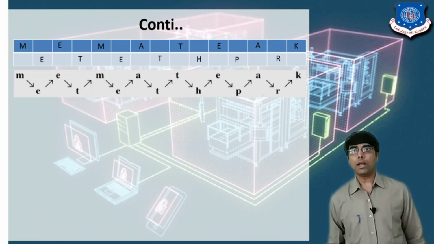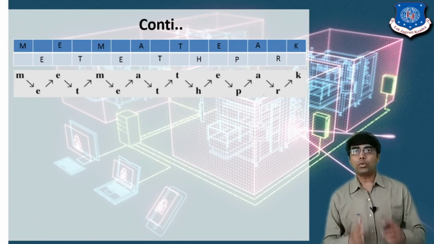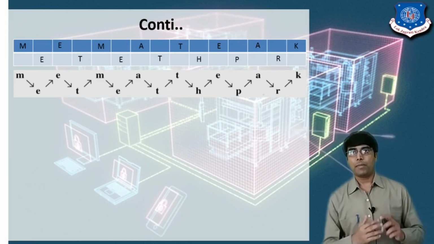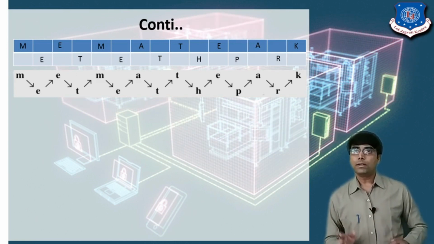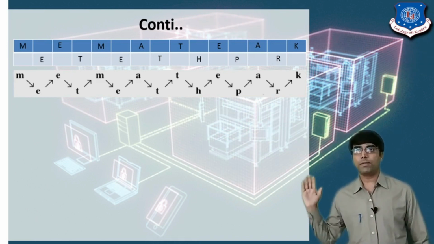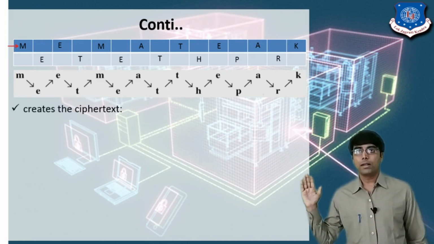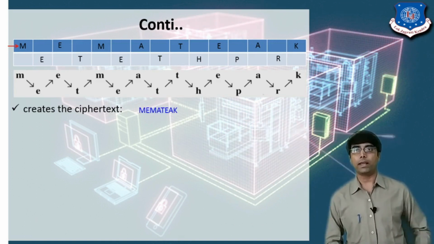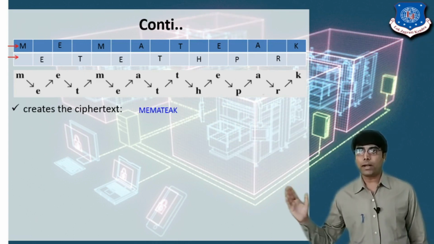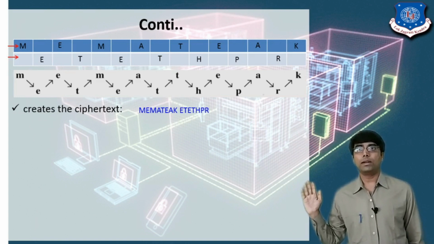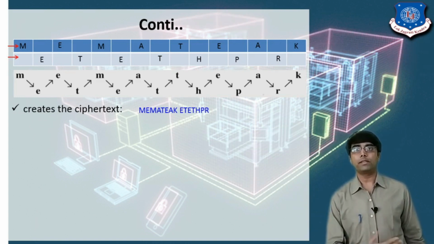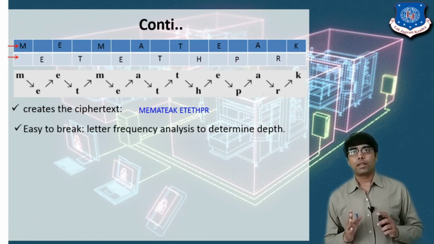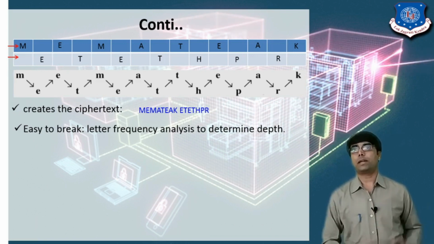Now how to read this message? You have to read row by row. The first row creates the ciphertext. Your ciphertext is MEMATKAK. Now we will read the second row. Its ciphertext is ETETHPR. So this is the simple technique to convert your plaintext into the ciphertext.